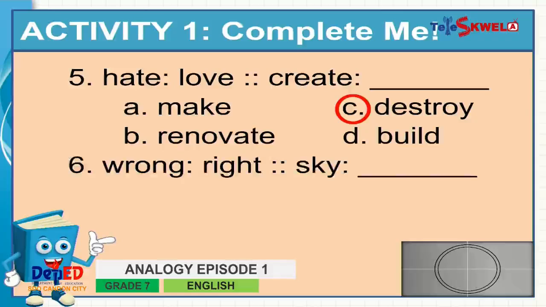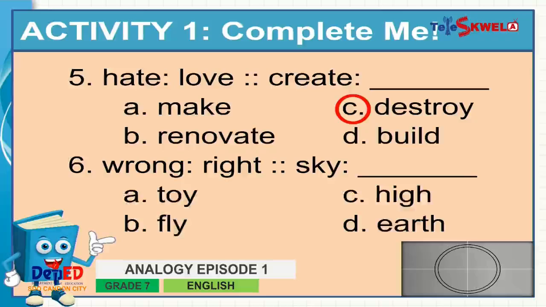Number 6. Wrong is to right as sky is to letter A, toy. Letter B, fly. Letter C, high. And letter D, earth. And the answer is letter D, earth. Wrong is the opposite of right as sky is the opposite of earth.